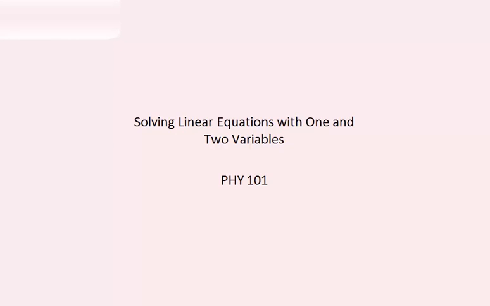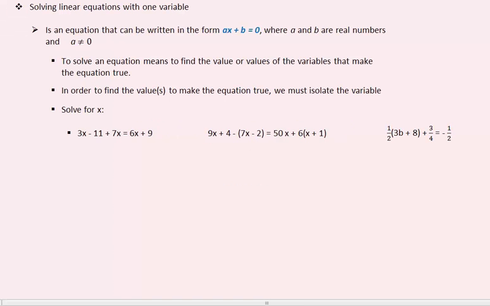In today's video, we will look at how to solve linear equations with one and two variables. First, let's learn how to solve linear equations with one variable. A linear equation with one variable can be written in the form of ax plus b equals 0, where a and b are real numbers and a doesn't equal 0.